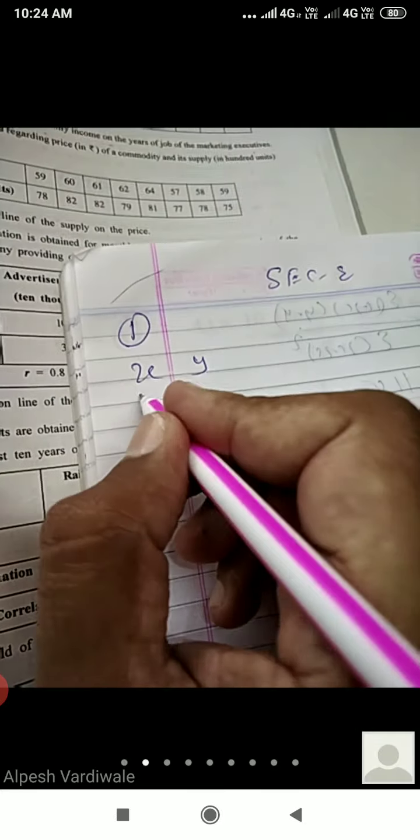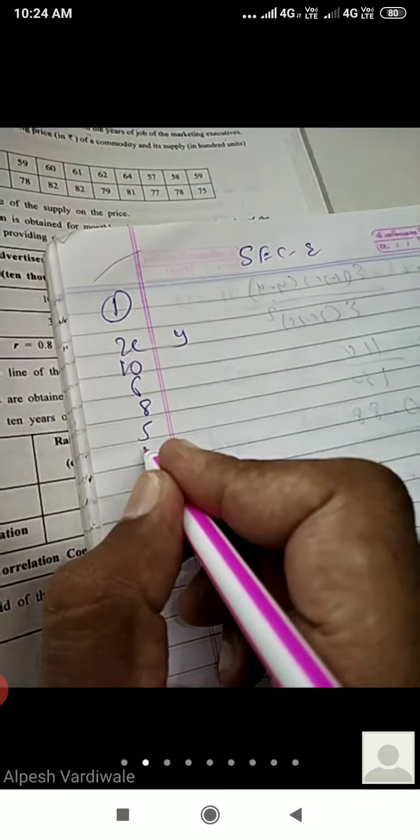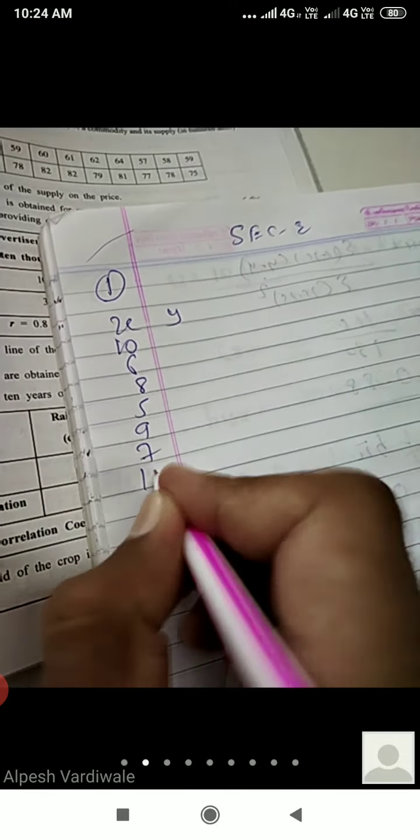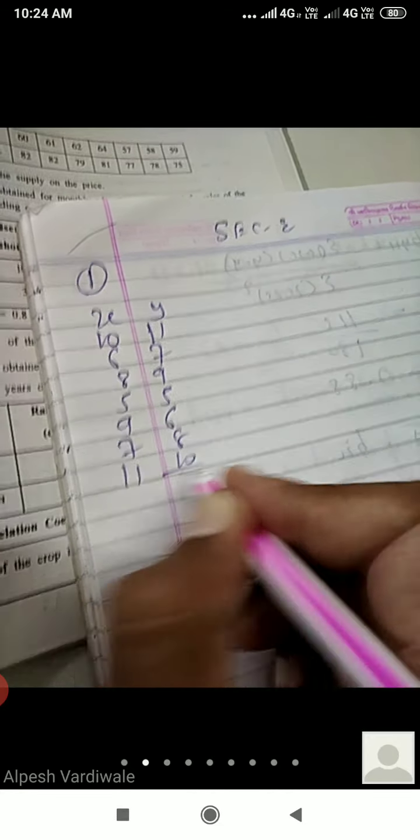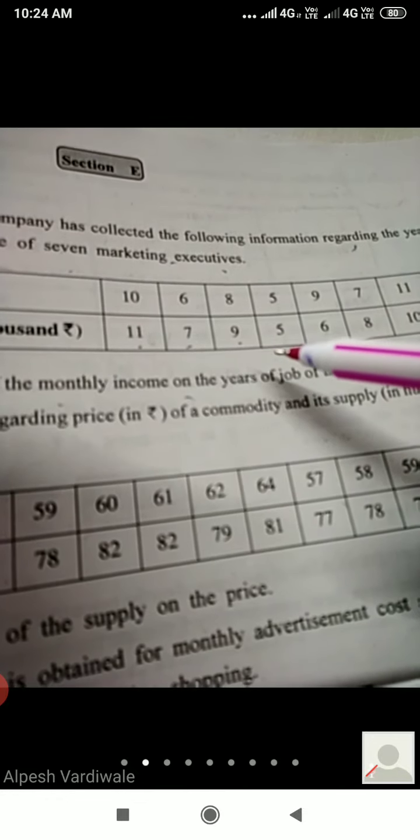So here, first one, that is x and y. Value of x: 10, 6, 8, 5, 9, 7, 11. And here y is 11, 7, 9, 5, 6, 8, 10. Now, value is given here short. So x or y values are in one figure, so you can make here direct formula. So direct formula is applied here.